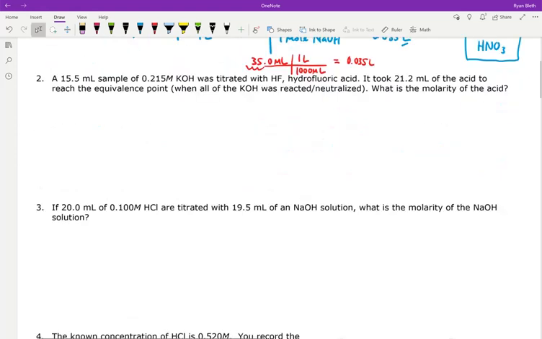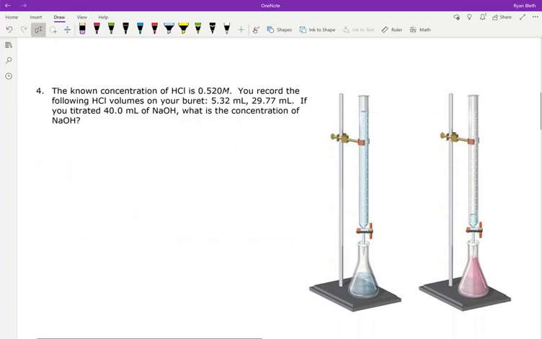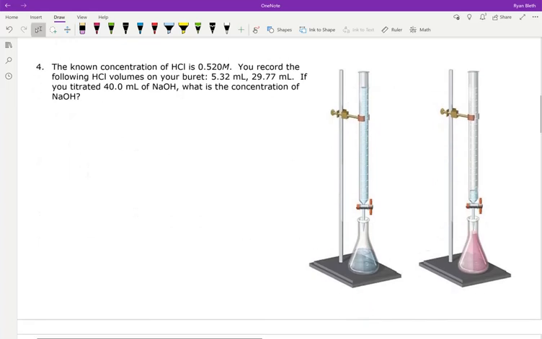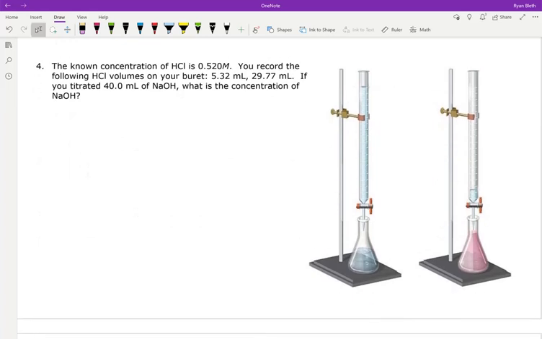Okay. I'm going to work on number 4 with you, and we'll actually come back to number 3 after a bit here. But take a look at number 4. These are the pictures that I used in my earlier video. It's also very similar to the pictures in the Khan Academy video, introducing some of these calculations. And keep in mind, the known concentration of HCl is 0.520 moles per liter. You record the following HCl volumes on your burette.